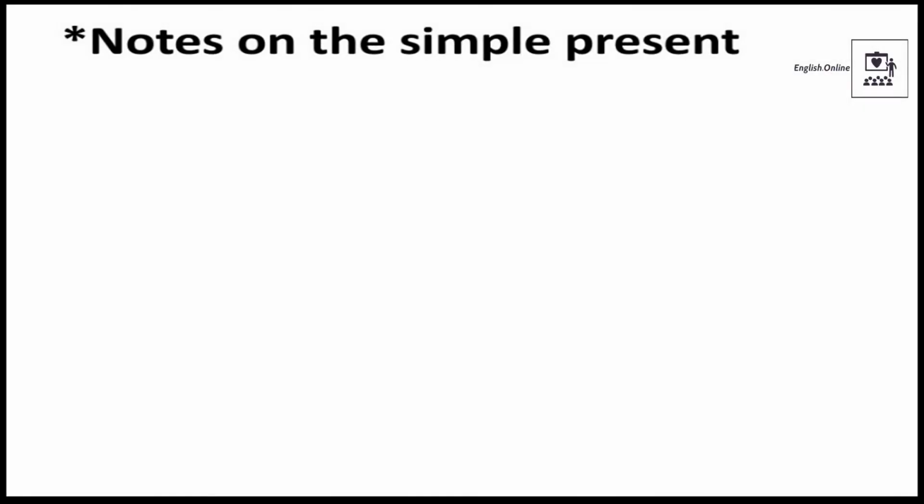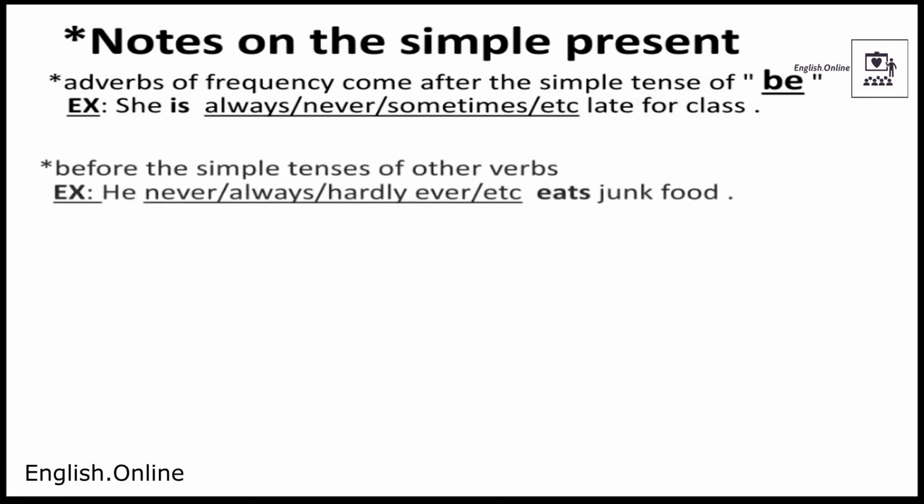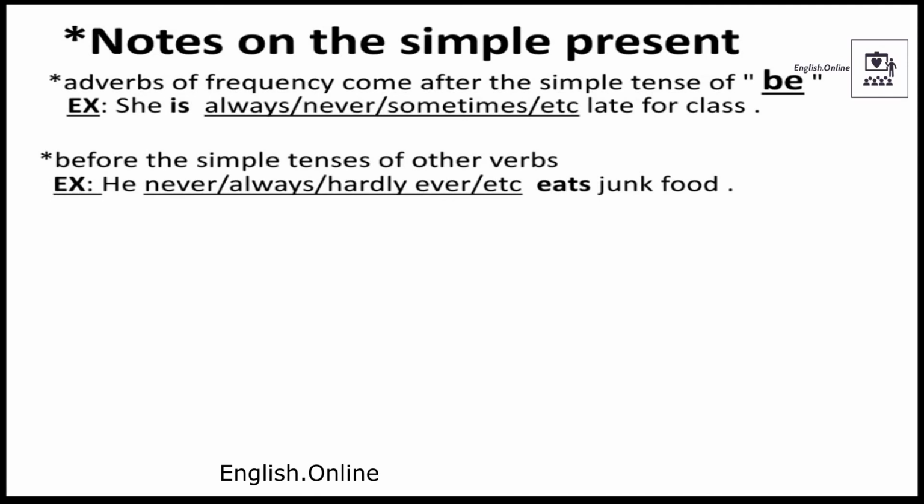Notes on the simple present. Adverbs of frequency come after the simple tense of be. For example, she is always, or never, or sometimes, etc. late for class. Before the simple tenses of other verbs. For example, he never, or always, or hardly ever, etc. eats junk food.